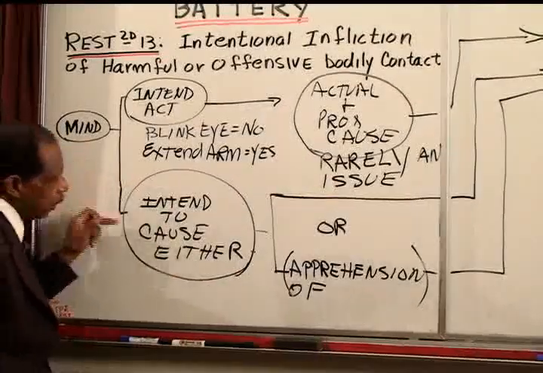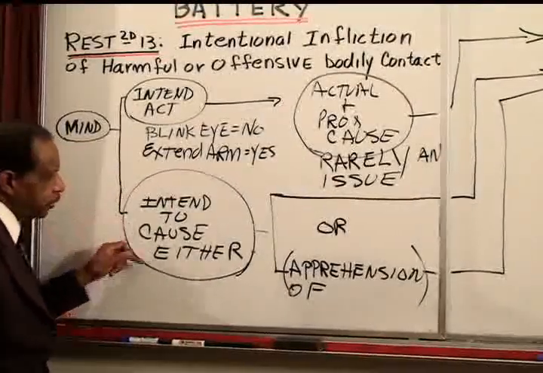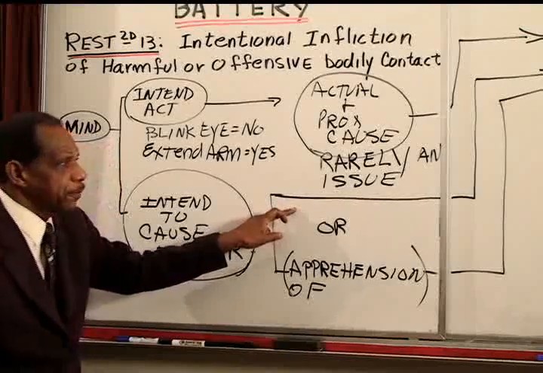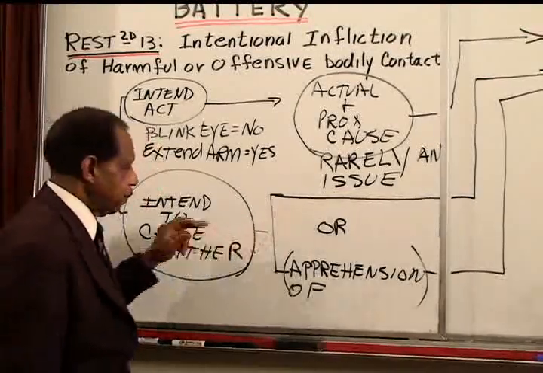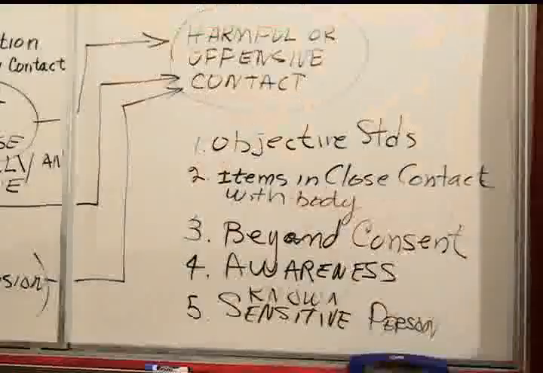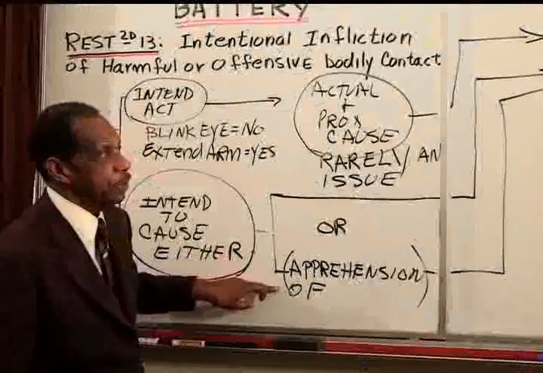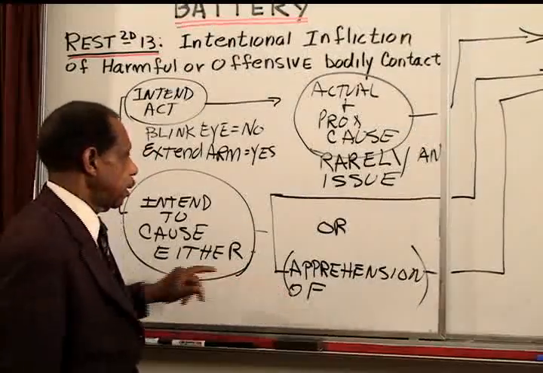The mind must also intend to either cause the harmful or offensive touching, and again, using objective standards, the mind must intend to cause the touching or cause the apprehension of the touching. Okay.